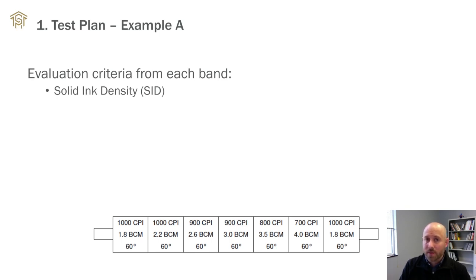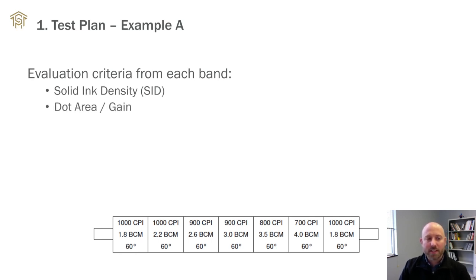Well, we can go look at our first book, and our first book will tell us a good target solid ink density for cyan in process color printing is a particular density. I don't have that memorized off the top of my head, but I can go reference it in my first book. So that's going to be a very important thing to test on each one of those bands.